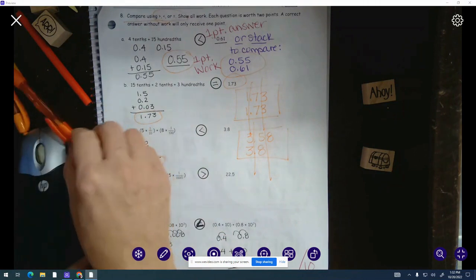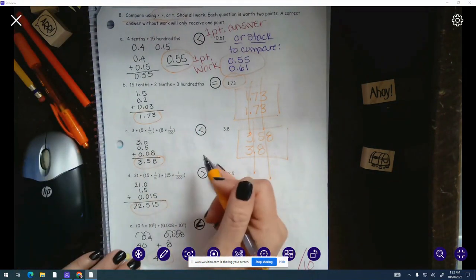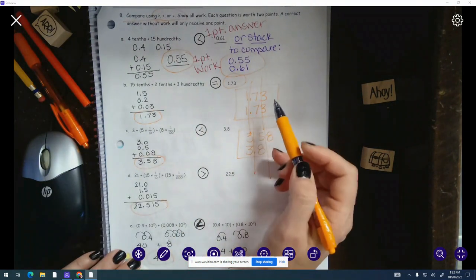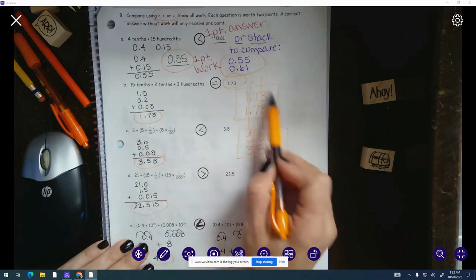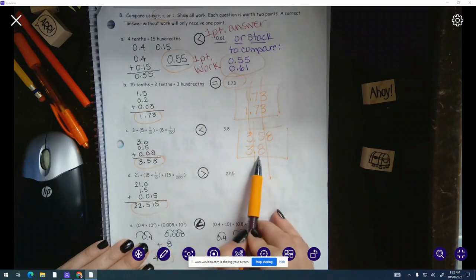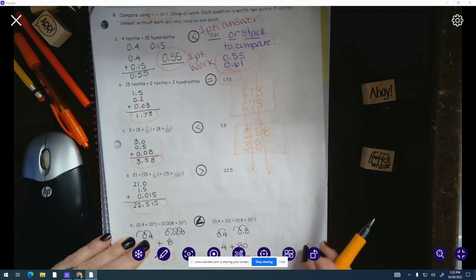Just want to give you a review to help you get the correct answer. Don't forget that one of the ways we showed you to compare two decimals is line up the place values. So it's that stack to compare idea. So when I stack them up, I see that these are equal. When I stack these up, I can more readily see which is greater. So that stack to compare is a really useful method you may want to use.